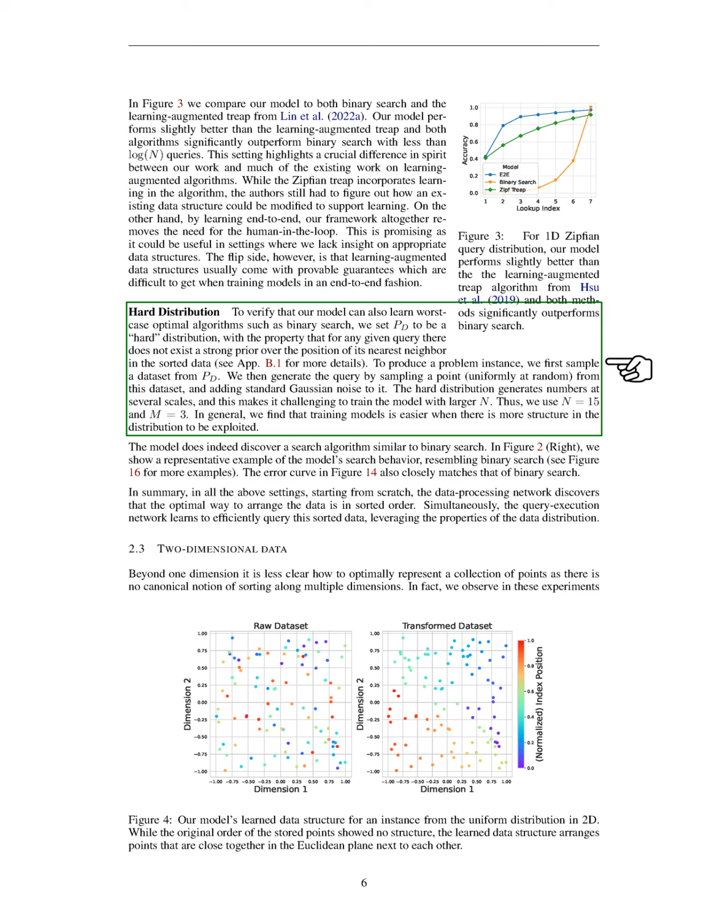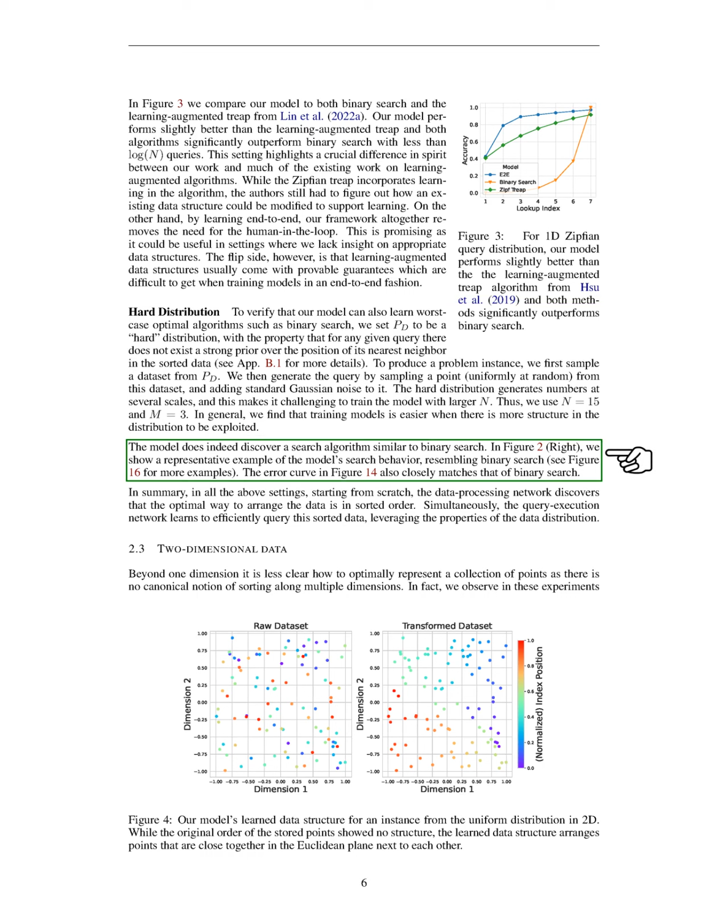In this case, we sample a dataset from the hard distribution and create queries by randomly selecting points from this dataset and adding noise. This distribution presents challenges due to its varied scales, so we use 15 data points and 3 queries. We find that our model successfully identifies a search method akin to binary search, and the error rates align closely with those of binary search.